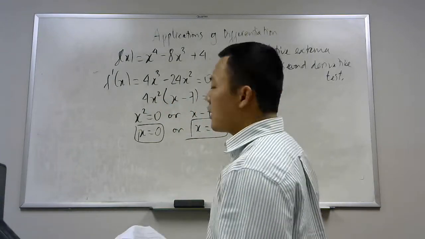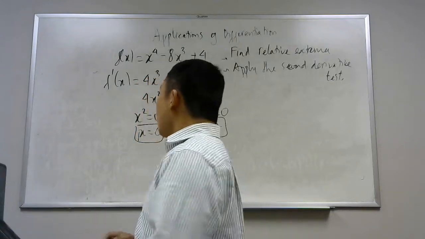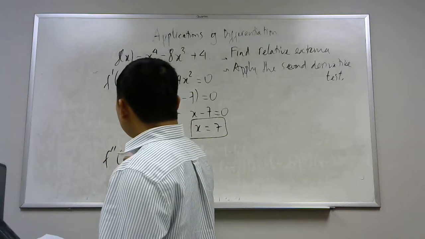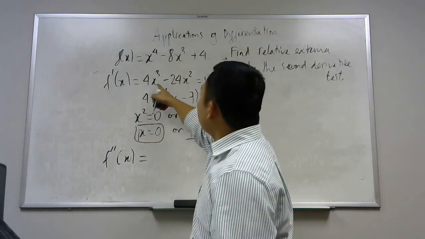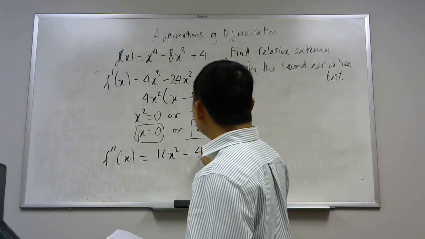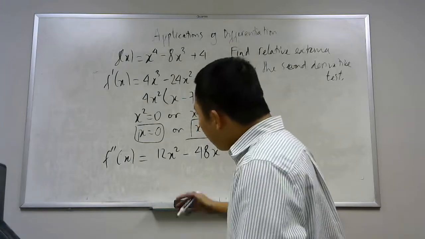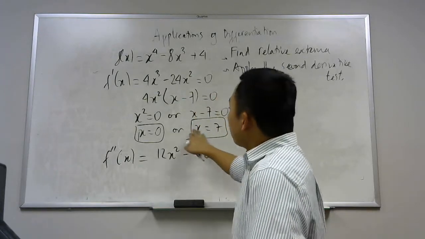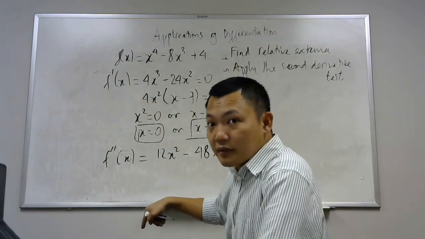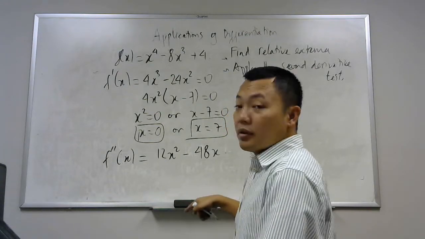Now, if I want to use the second derivative test, I don't need to make the chart for the first derivative, okay? So I have to find the second derivative. Differentiate this one more time, I get 12x squared, and then here I have negative 48x. Okay, now we have the second derivative. We have two critical points. I plug two critical points into the second derivative to see the sign of it. And then, based on that, we make a conclusion.